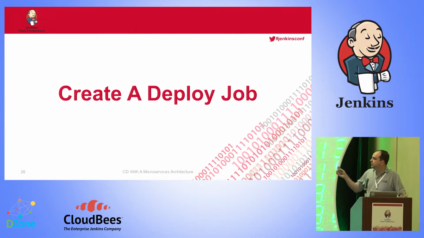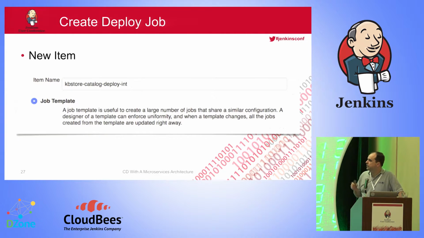So I need to create a deployment job to be the downstream job. So I'm going to create a new item called KB store catalog deploy int. This slide, this image is not quite right. This shouldn't be a job template at this point. It should be a freestyle project.